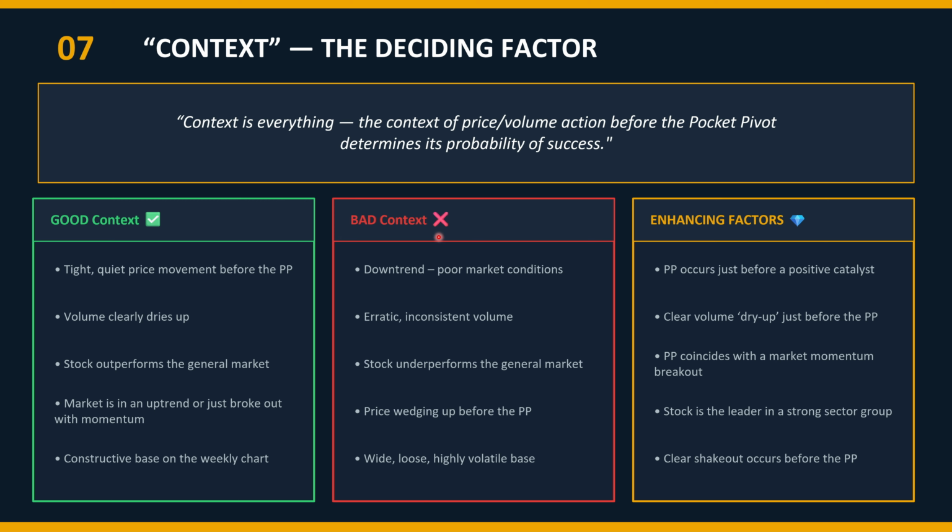Bad context, what to avoid. Downtrend, stock and the index. Erratic, inconsistent volume, no signs of systematic accumulation. Stock underperforming the general market, a clear warning signal. Price wedging up before the pocket pivot, rising gradually on declining volume. Wide, loose, highly volatile base.